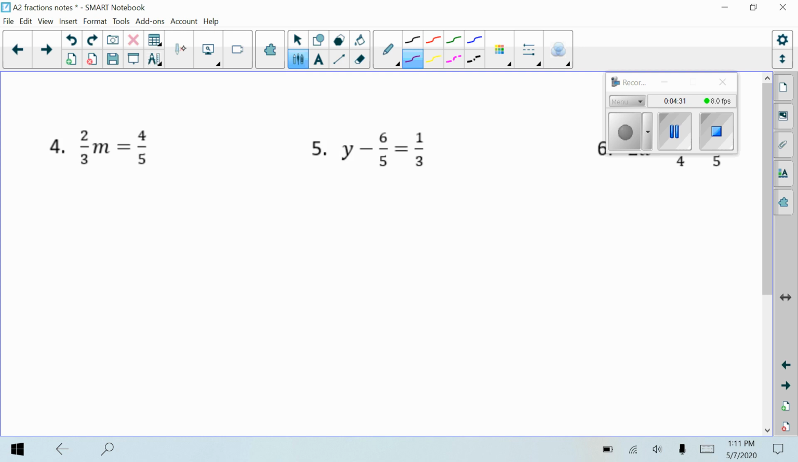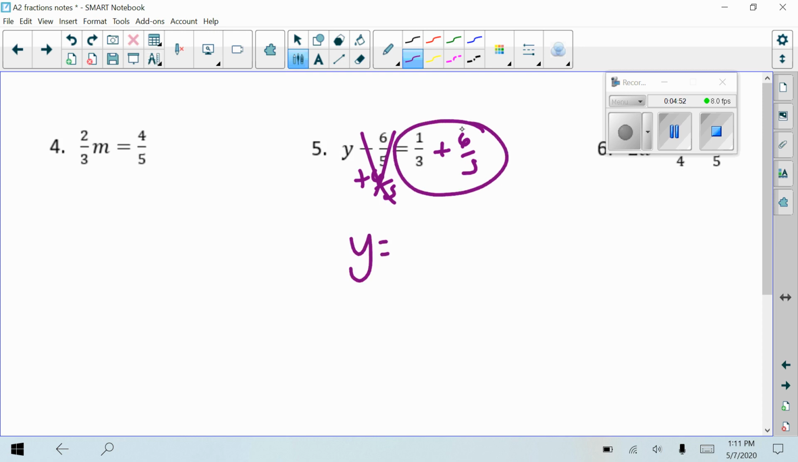Number 5, we want to get y by itself, so we have a fraction here. Don't multiply by the reciprocal because it's being subtracted. So we want to do the opposite of subtract, which is add. So let's add 6/5. Negative 6/5, positive 6/5 cancels. That's why we did it. Now over here, we can type that into our calculator and get a fraction. That's fine, and I will allow you to do that sometimes, but I'm going to practice here showing you how to do it by hand.